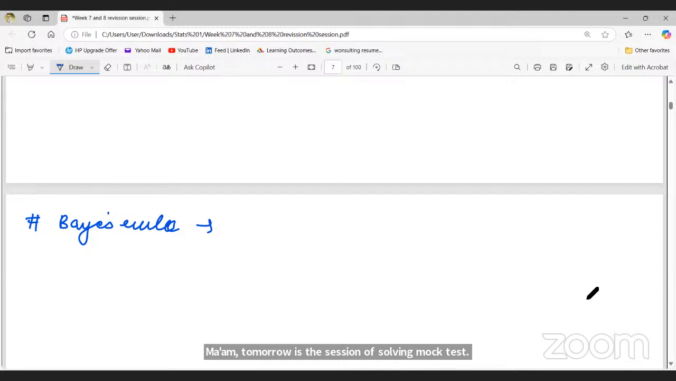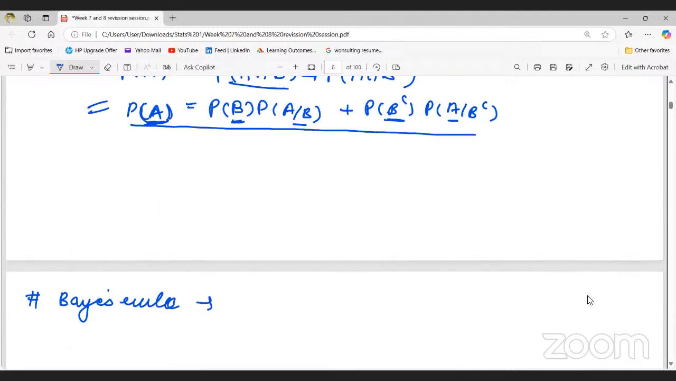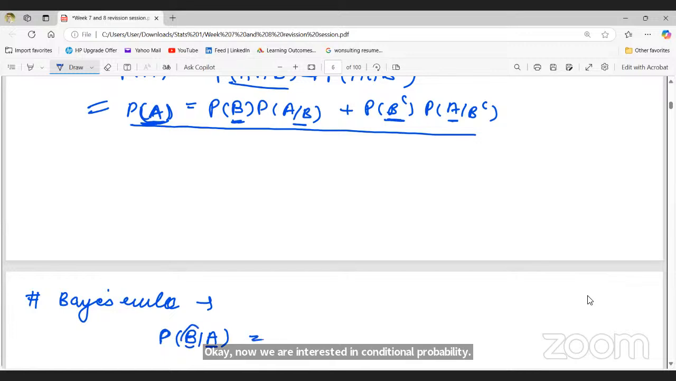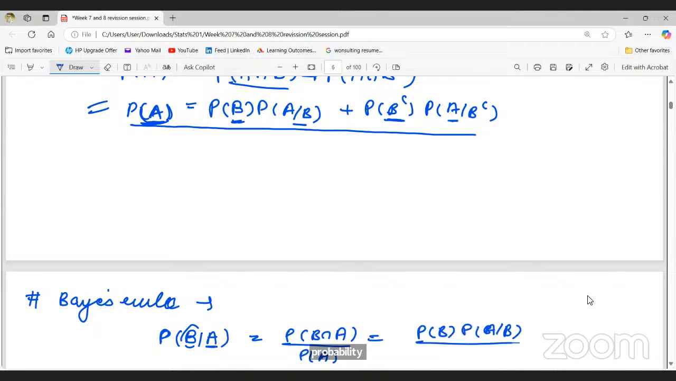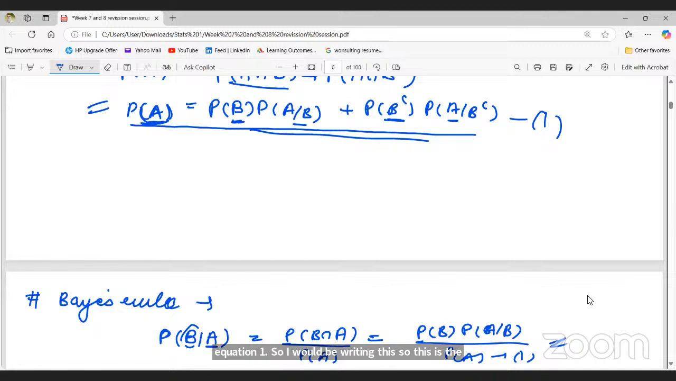Now, here I am calculating the probability of some event. Now I have to calculate the probability of B given A. Now we are interested in conditional probability. Conditional probability of event B given that A has happened would be equal to probability of B intersection A upon probability of A. Now, probability of B intersection A would be equal to probability of B into probability of A given B, upon probability of A. That is equation 1. So this is the Bayes rule. Got it?